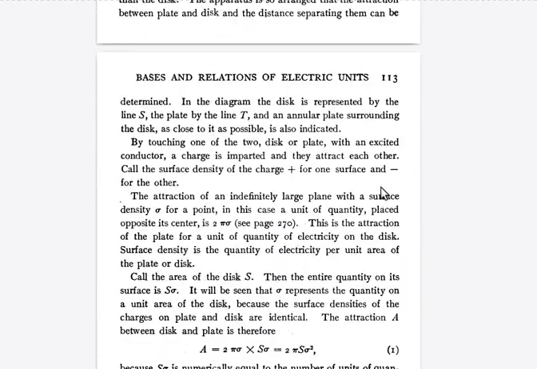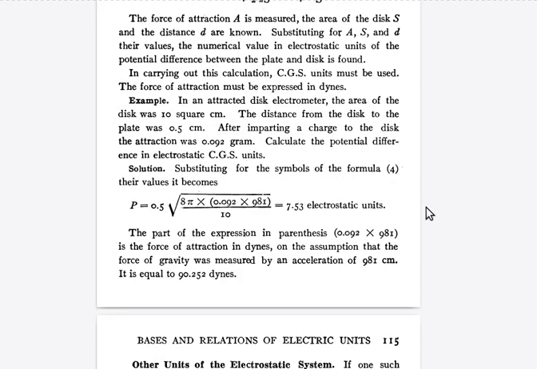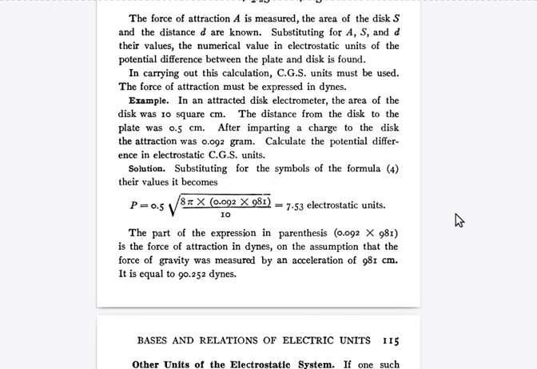In carrying out this calculation, CGS units must be used. The force of attraction must be expressed in dynes. Example: in an attracted disk electrometer, the area of the disk was 10 square centimeters. The distance from the disk to the plate was 0.5 centimeters. After imparting a charge to the disk, the attraction was 0.092 grams. Calculate the potential difference in electrostatic CGS units.